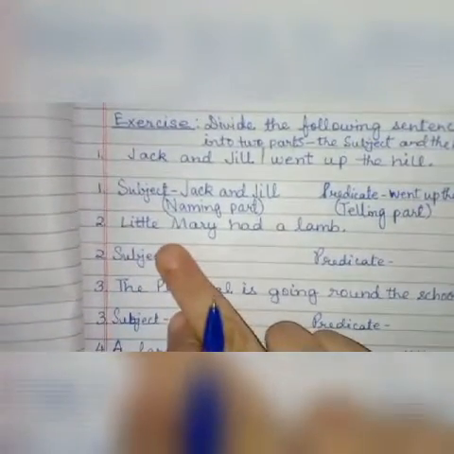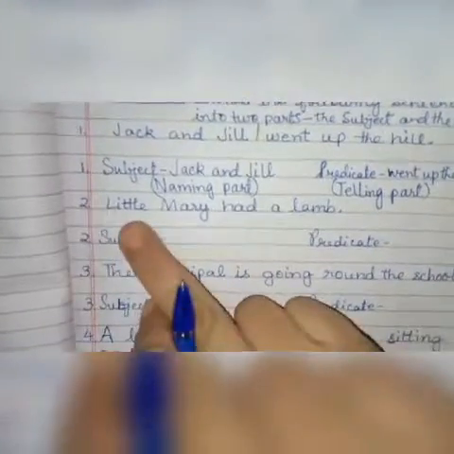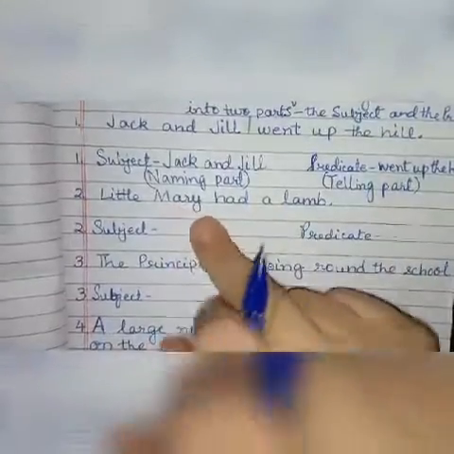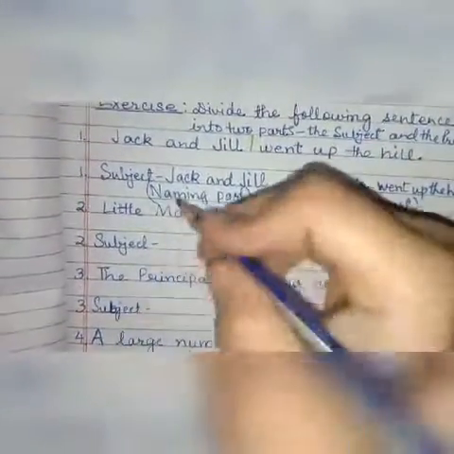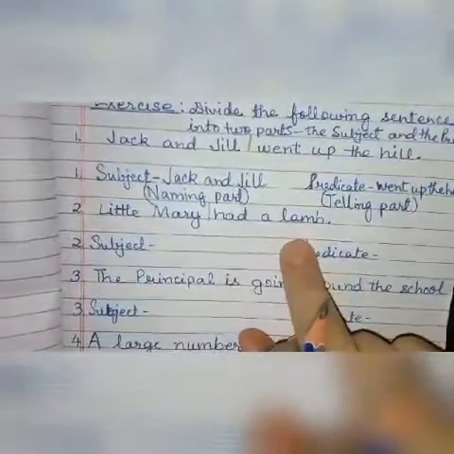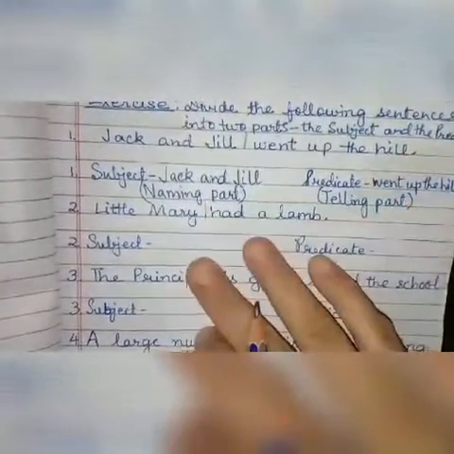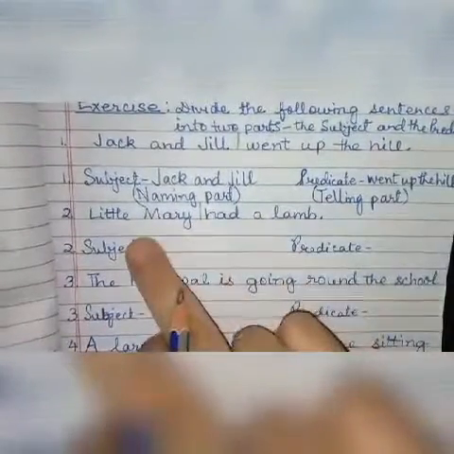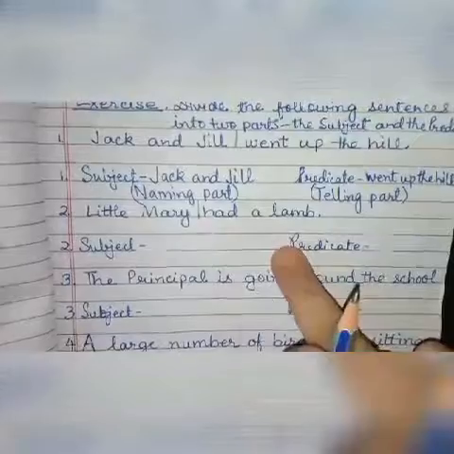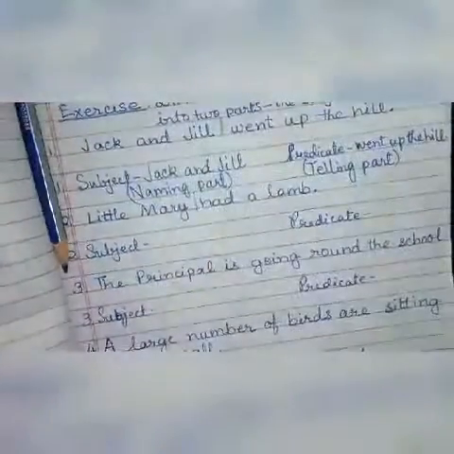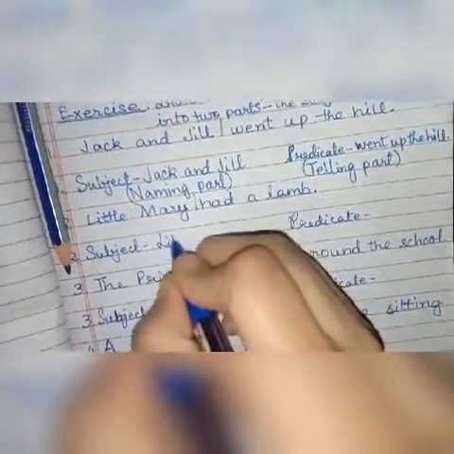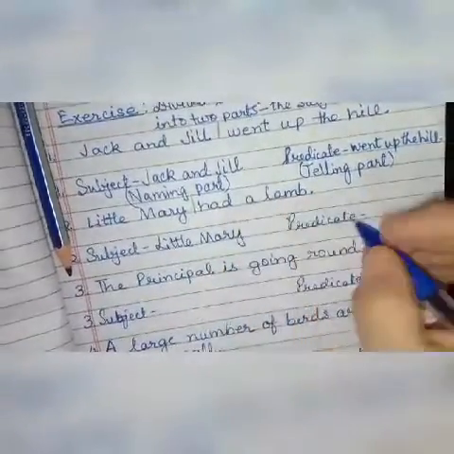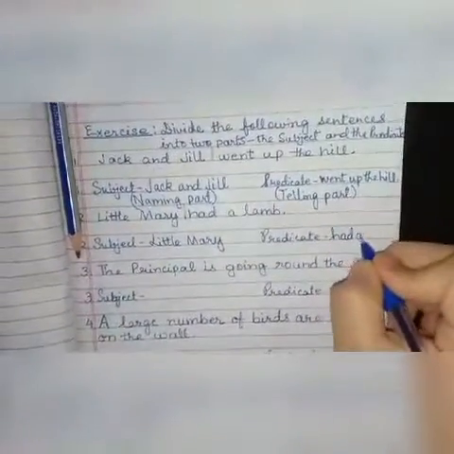Let us take the second example. Little Mary had a lamb. Little Mary is the naming part. Okay. Had a lamb is the telling part. Means Little Mary was having a lamb. So Little Mary is the naming part over here. Had a lamb is the telling part. So the naming part, Little Mary, will be the subject and had a lamb will be the predicate.